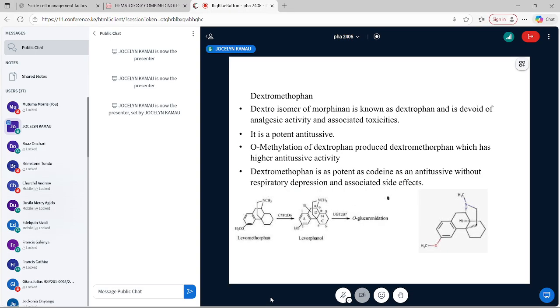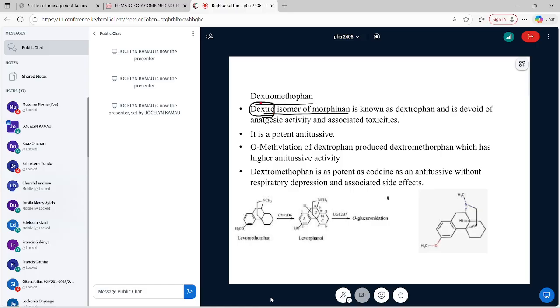When you go out there, kindly look for dextromethorphan. The dextro isomer of morphinan. Dextro at what position? Dextro at position number 9. So when you talk about the dextro isomer of morphinan, it means position 9 does not carry the R configuration, it carries the S configuration. It gives us the dextro isomer, and that is what we call dextromethorphan.